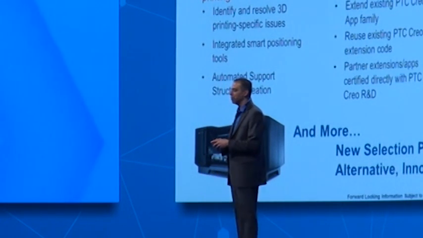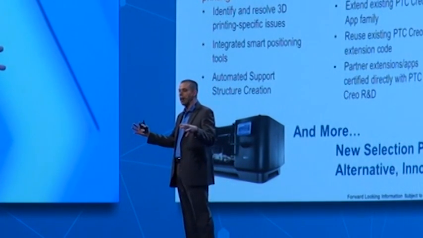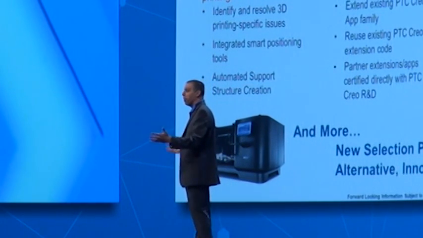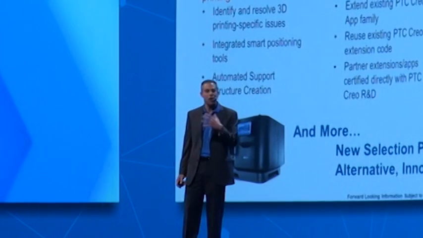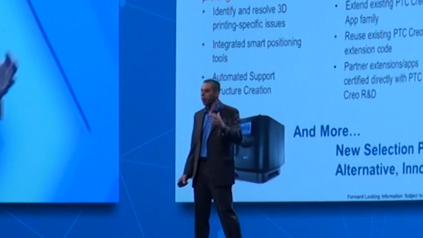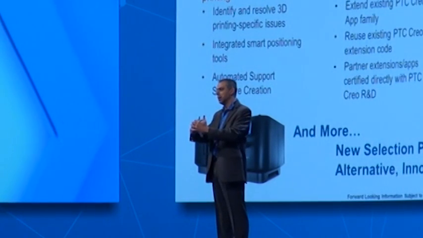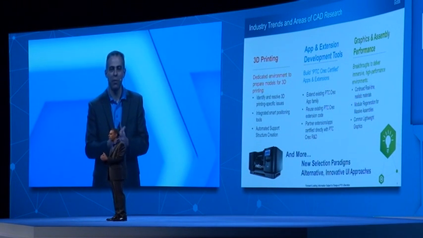This is something that's really interesting to us because we want to grow that ecosystem of apps out to not just apps that PTC produces, but to many, many more apps that our partners will produce as well. And last but certainly not least, you can see we're working a lot on our graphics infrastructure. We want to combine our work on our graphics infrastructure with work in assembly to continue to drive improvements in assembly performance, particularly with very, very massive assemblies.